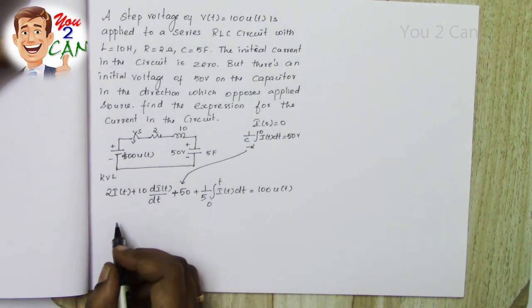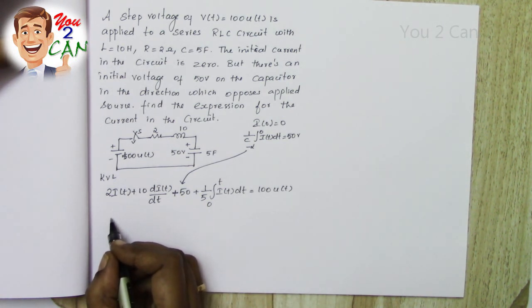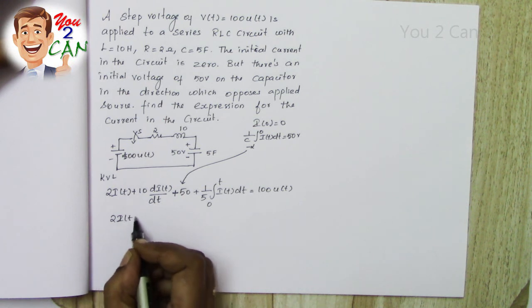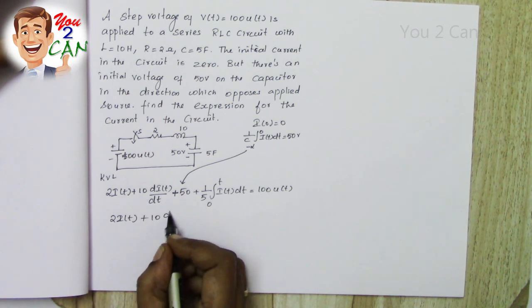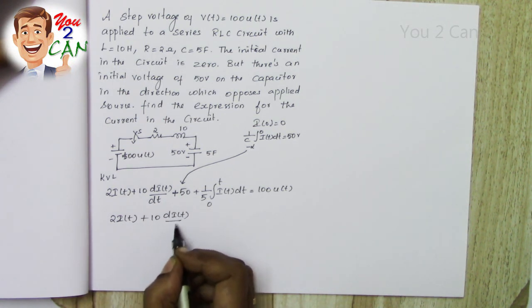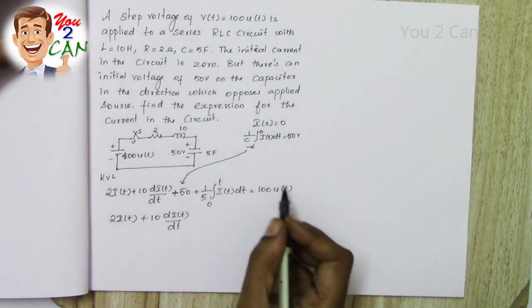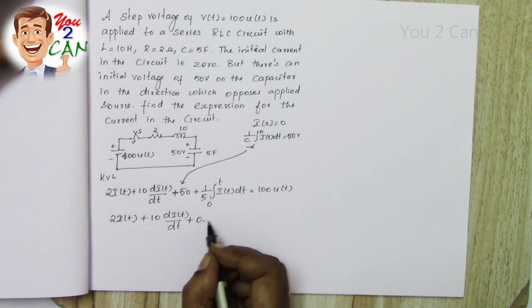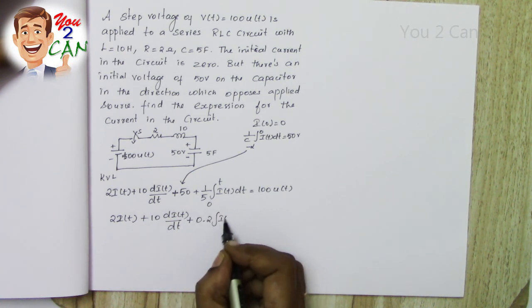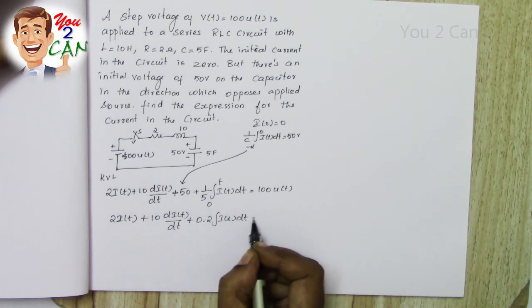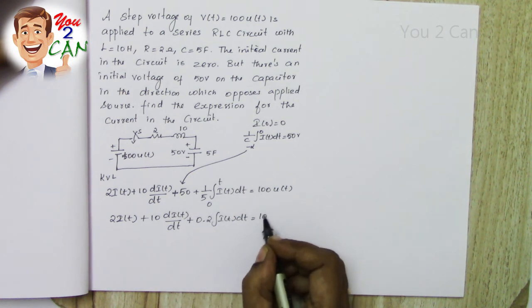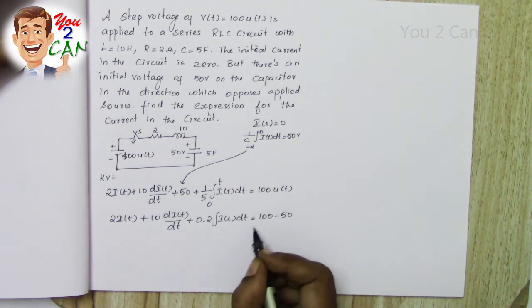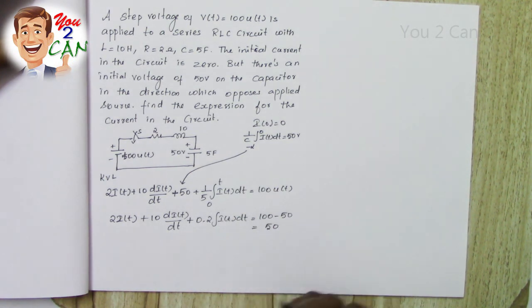Okay, now write it: 2I of t plus 10 di of t by dt. Take this 50 here. Okay, so plus 1 by 5 means 0.2 integral I of t dt equal to 100 minus 50. 100 minus 50 which will be equal to 50. Okay, 50 volt.